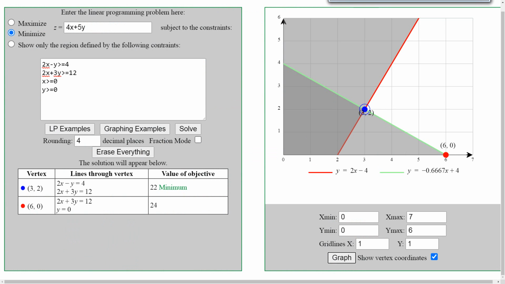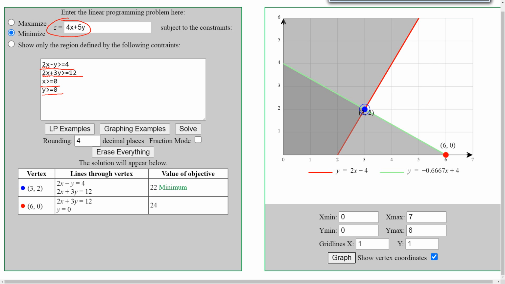Minimize z is equal to 4x plus 5y subject to 2x minus y is greater equal to 4, 2x plus 3y is greater equal to 12, x is greater equal to 0 and y is greater equal to 0.